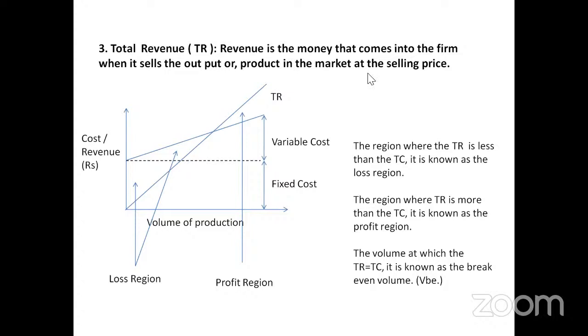Now, once you go beyond this volume, up to this volume I am not making any profit. I am making a loss. Then at this point, it's no profit, no loss. As I increase the volume of production further and the revenue keeps increasing, then I start making profit. So this triangle is a loss region, and this triangle is a profit region.